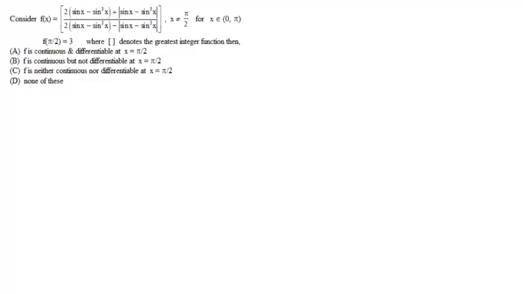Now here the question is, we are given this function f(x), which has this definition when x is equal to pi by 2, and f(pi by 2) is 3. Then we need to find whether f is continuous or differentiable at pi by 2.